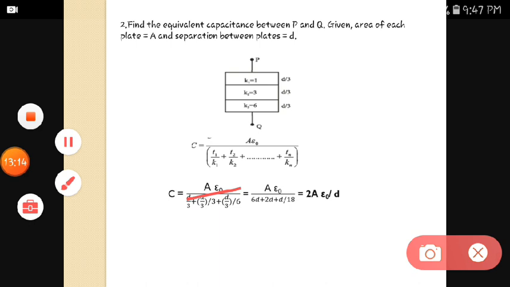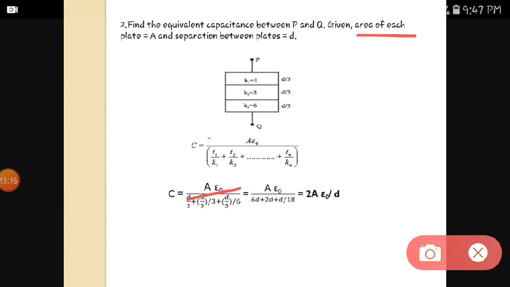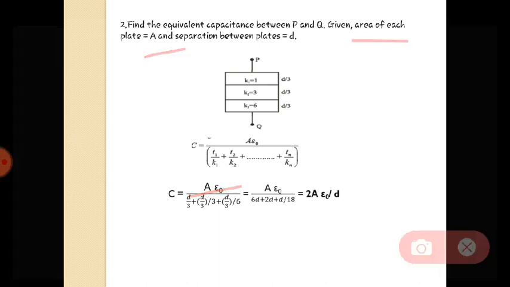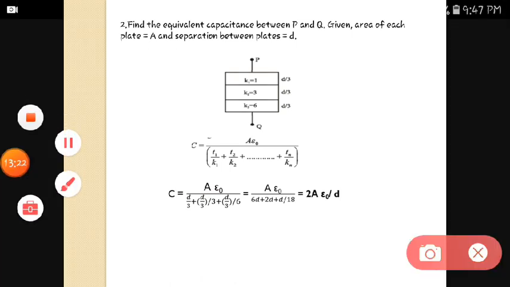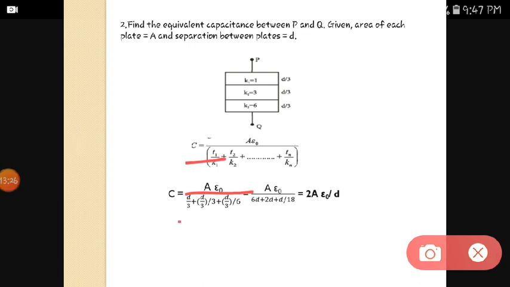So by substituting the value, what is the value for A? I am just writing over here. They have told us that area is A. So we are supposed to write only the A term. Alright. So A epsilon 0 divided by, instead of T1 it is D by 3. K1 is 1. So here it will be only D by 3. T2 is what? D by 3 divided by 3.